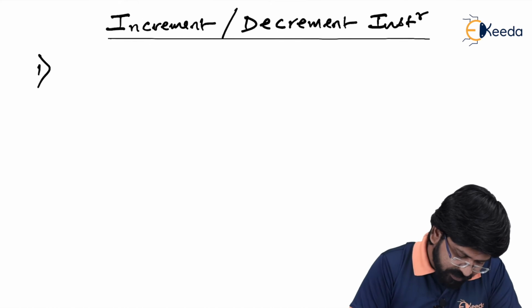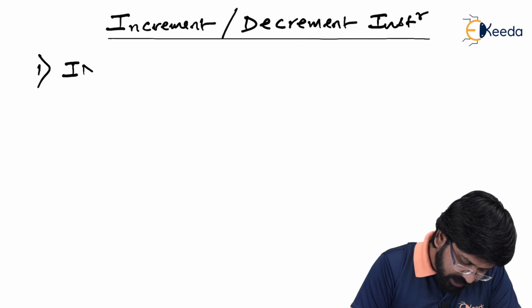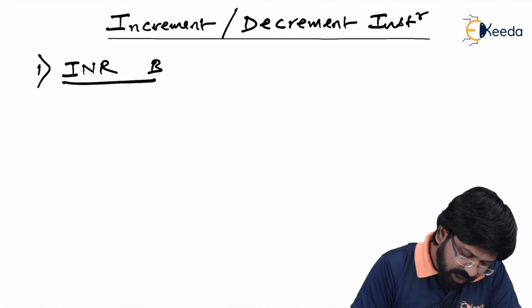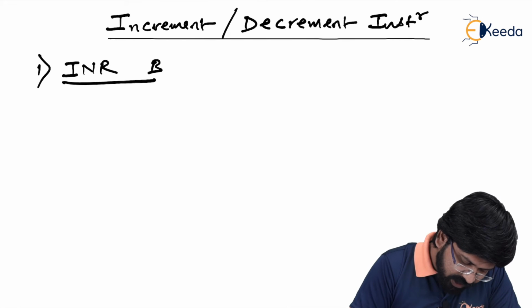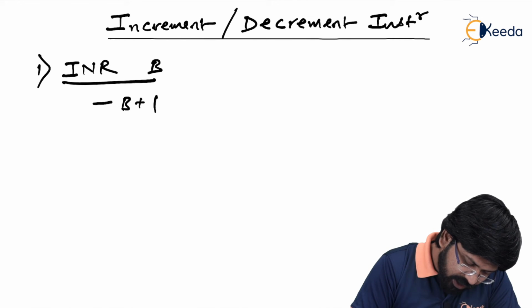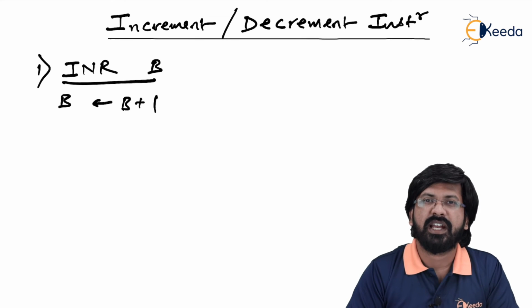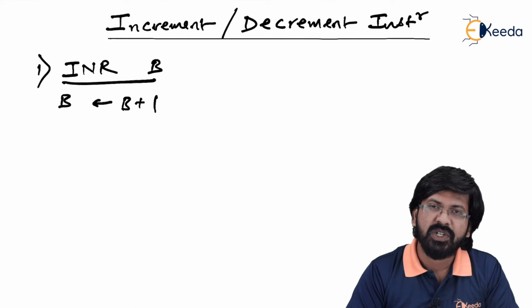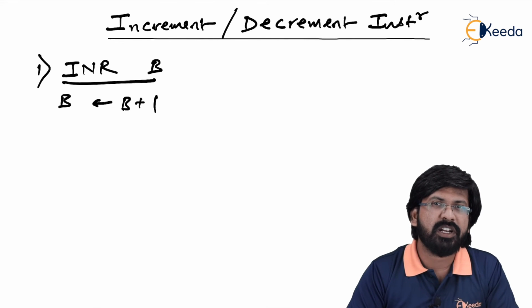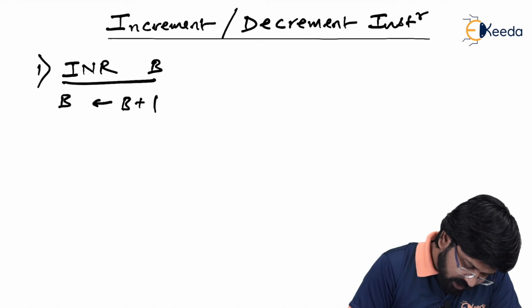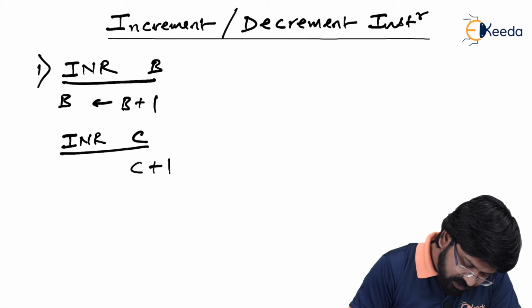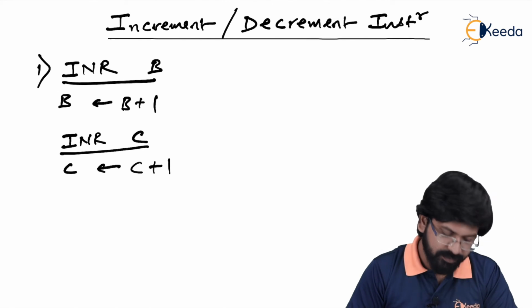How to use it? Let's see. You have an instruction like INR B, where INR stands for increment. It increments the content of B by 1, and only the B register is updated. Remember, this time the accumulator is not updated. Let's say the content of B was 50, and I want to make it 51, then I'll write the instruction INR B. Only B gets updated, and the accumulator remains unaffected. I can also write INR C, which increments the content of C by 1, and only C is updated.